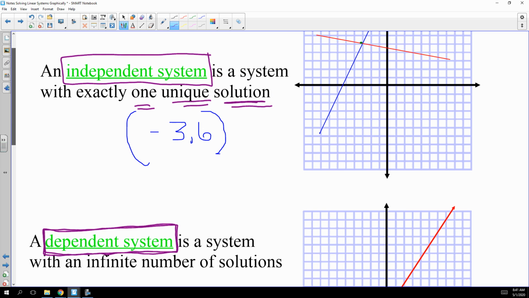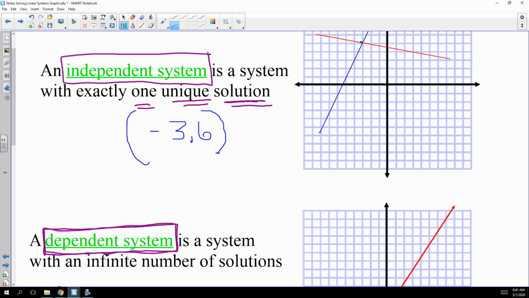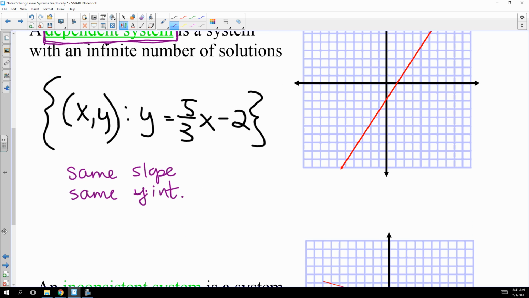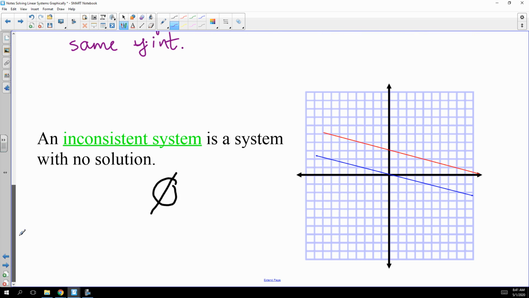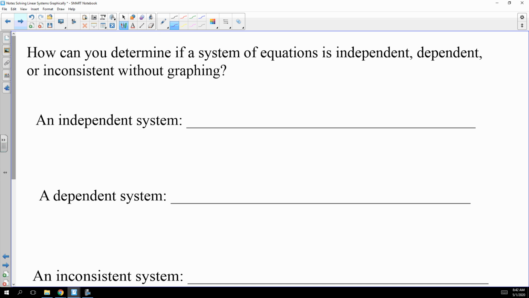And in the case of an independent system, they have to have different slopes. That's kind of a requirement. So we're going to mention all this again one more time. And an inconsistent system, in an inconsistent system, there's absolutely no solution. You'd be looking at two parallel lines, and there's no point of intersection. There are no points that they have in common. This means they have the same slope and a different y-intercept. And so we're going to talk about that on the next page briefly, so you can determine if a system of equations is independent, dependent, or inconsistent, specifically by looking at those things.